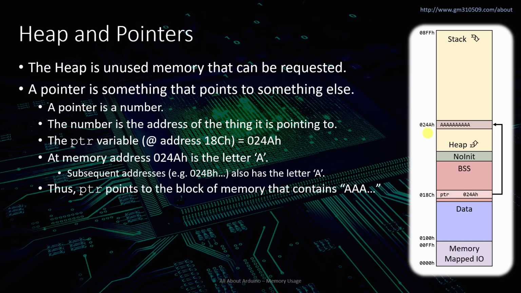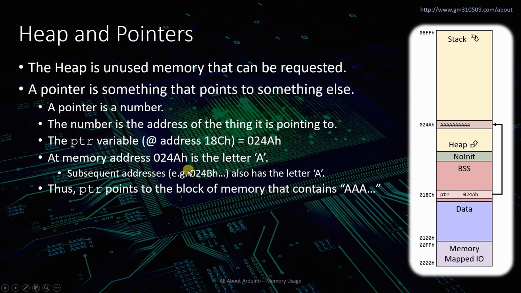And it just so happens that at this address there's a letter A, and then the subsequent addresses 24B, 24C, and so on also have the letter A. And so therefore this pointer points to a block of memory that contains AAAA. It doesn't have to, the contents can be random, it could be other values. The content at that location could be other things. It could be hello world, for example. That's not so important. The concept here is that a pointer is a number that points to an address in memory that contains something of interest.